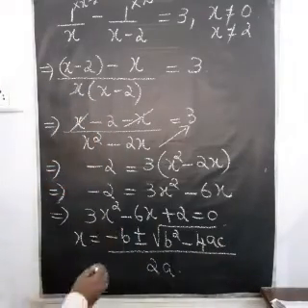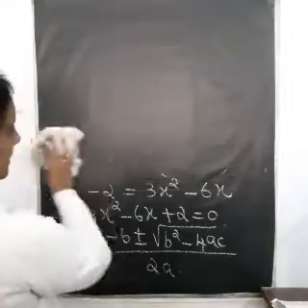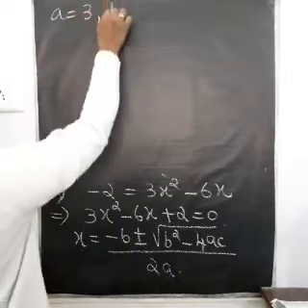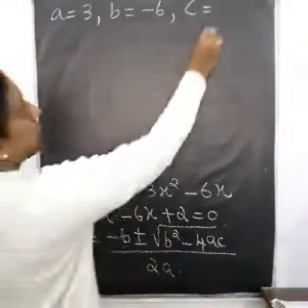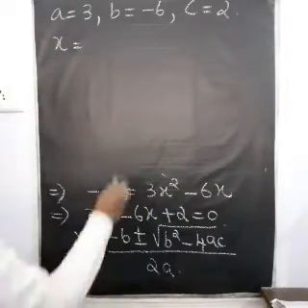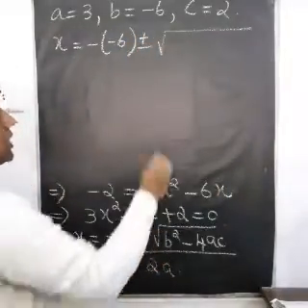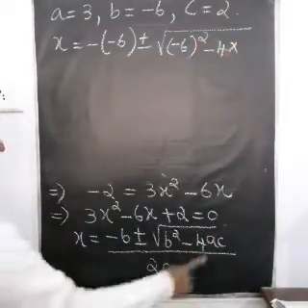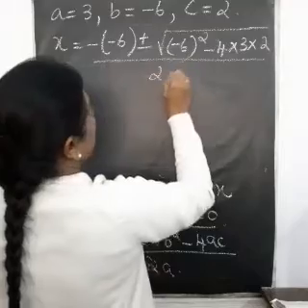Now in this case, what is my a equal to? Let us write down a, b and c. So what is a equal to in this equation? A is equal to 3. B is equal to minus 6. And c is equal to 2. Right? So what happens? Now you will finally substitute. X is equal to minus b. So minus of minus 6 plus or minus root of b squared will be minus 6 the whole square minus 4 into a. A is 3 and c is 2 divided by 2 into 3.